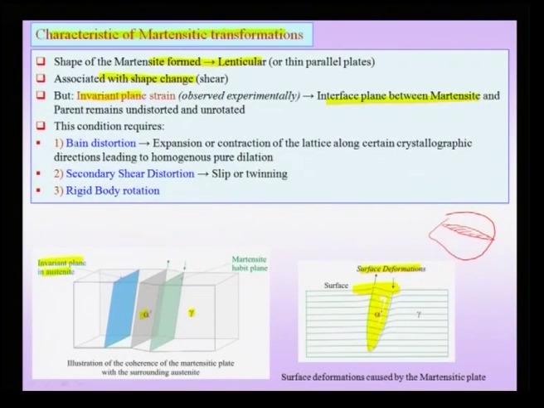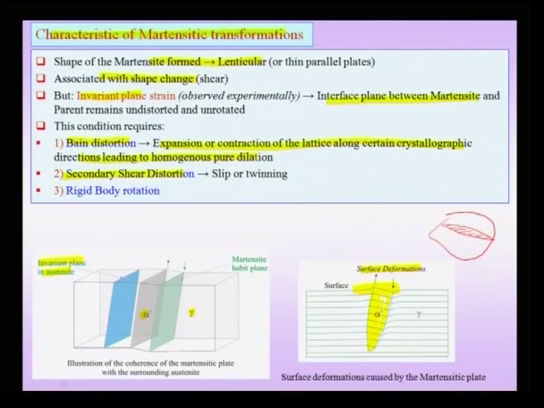Step 1 and step 2 we will concentrate on in the current set of slides. It involves what is called the crystallographic Bain distortion or the Bain deformation, wherein there is an expansion or contraction of the lattice along certain crystallographic directions leading to homogeneous dilation. So, the Bain distortion itself leads to a certain dilatational process. Of course, the dilatation depends on the x or y direction, as we shall see in the coming slides.